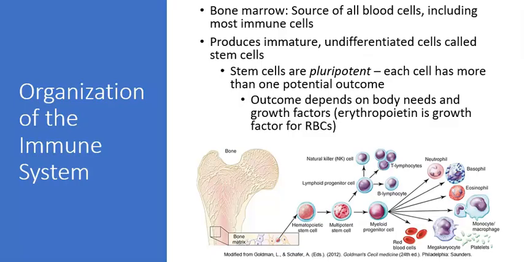Pluripotent just refers to each cell has more than one potential outcome. Erythropoietin, this is a growth factor for red blood cells. This causes growth.